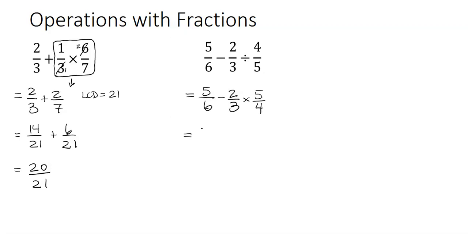Again, just bring that 5/6 down to the next line before you do that. And then take a look at your numerators and your denominators. Can you cancel common factors? Yes, we can. 2 and 4 have a common factor of 2, so let's factor that out. And now we can multiply. 1 times 5 is 5, and 3 times 2 is 6. All right, 5/6 minus 5/6, that's an easy one. That'll take us down to 0.